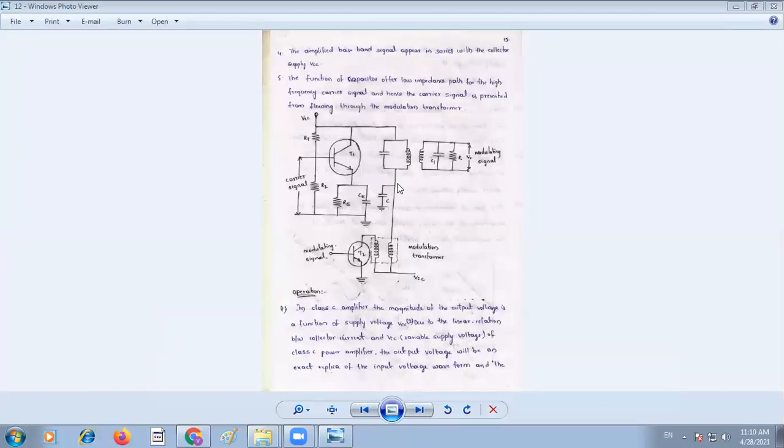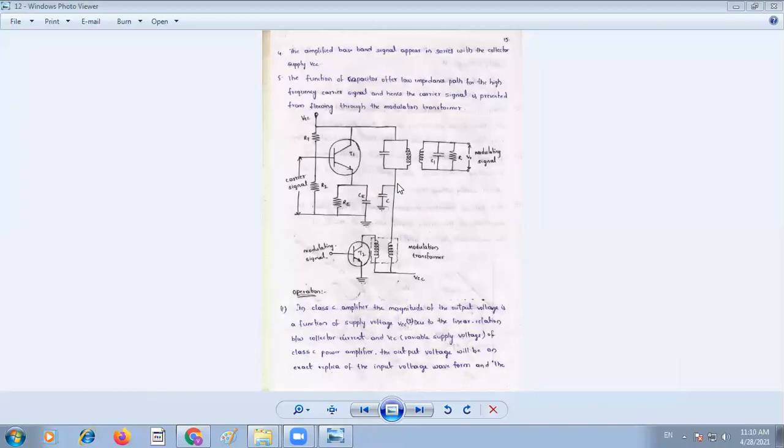Whenever FC plus FM and FC minus FM signals are generated at the output, one is the upper sideband and the other one is the lower sideband signal. So automatically that indicates that modulation takes place. So this is the collector modulated method. Students, please practice the circuit diagram of the collector modulated method.